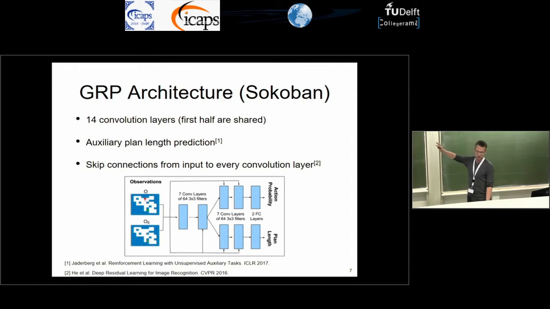Here's the architecture that we settled on. Since Sokoban can be represented naturally as an image, and there's been a lot of work in image processing neural networks, we decided to adopt convolution layers, and we built a deep convolutional neural network, specifically with 14 layers. On the next slide, I'll explain why 14. At the end of the network, we predict a probability over actions, and we also predict the plan length to the goal. Both of these predictors share the first half of the convolution layers. Finally, we have skip connections from the input layer to every convolutional layer, and these are just a direct mapping. These are known to be useful in image processing networks.